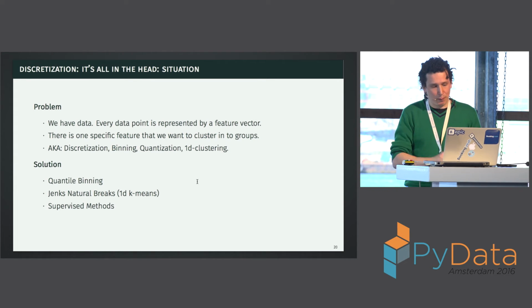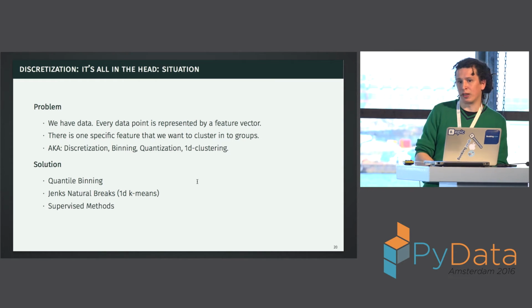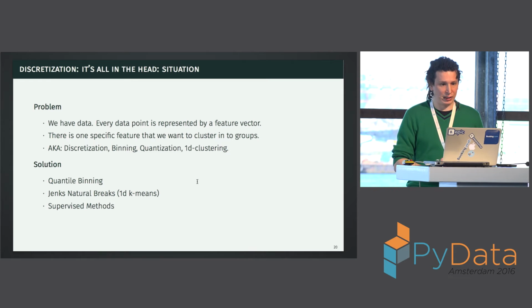Solutions are many. I just name a few here. Quantile binning is probably the most usual, where you just take standard deviations or percentiles. Jenks natural breaks is also sort of popular. It turns out that it's exactly the same as doing k-means, which is a very popular clustering algorithm, for one-dimensional data. And then you have supervised methods, which are very, very interesting.